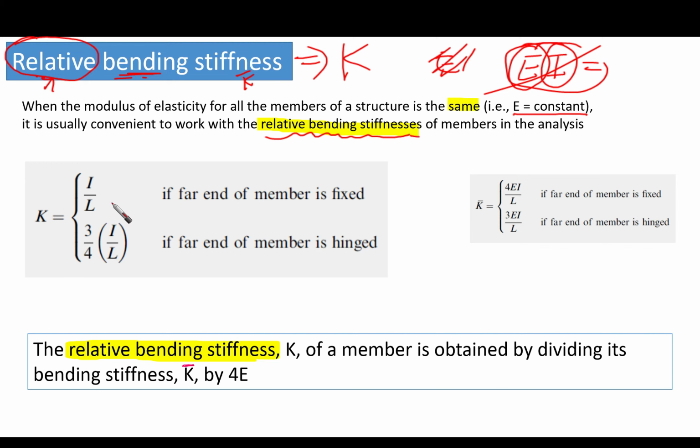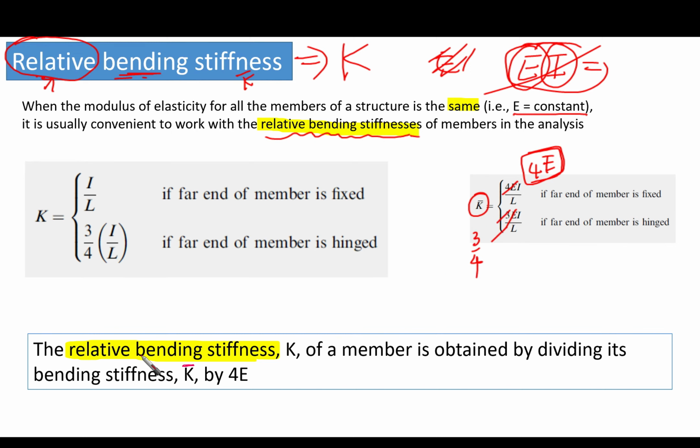So it is better, instead of using 4EI over L, we're going to get rid of 4E. So we're going to divide. Do you remember that K bar? It was 4EI over L. So I'm going to divide everything here by 4E, sorry, not 4EI, it's only 4E. It is going to cancel this 4E here and the 4E in the denominator. So E cancels E here, and the remaining is going to be 3 over 4, right?